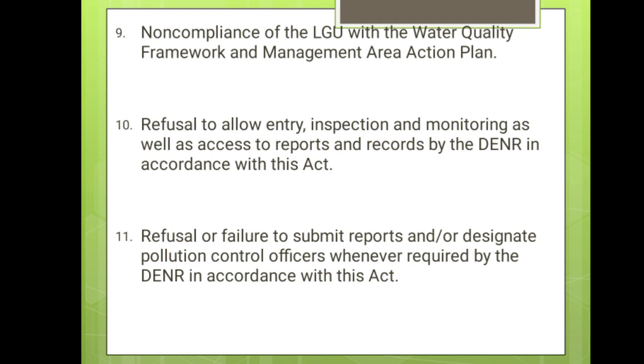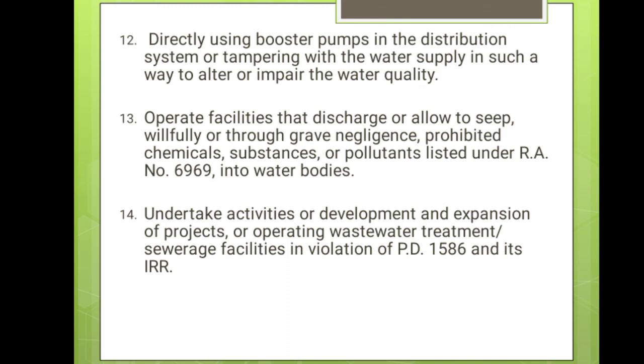11. Refusal or failure to submit reports or designate pollution control officers whenever required by the DENR in accordance with this act. 12. Directly using booster pumps in the distribution system or tampering with the water supply in such a way as to impair the water quality.